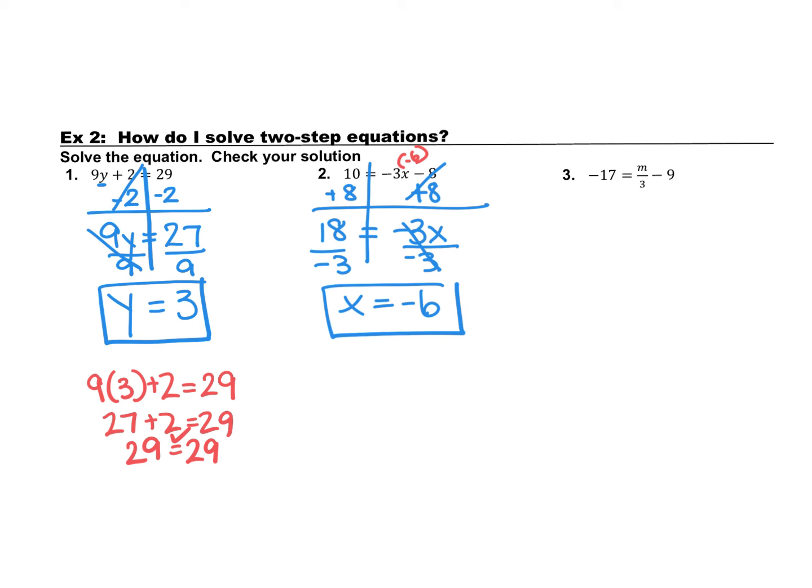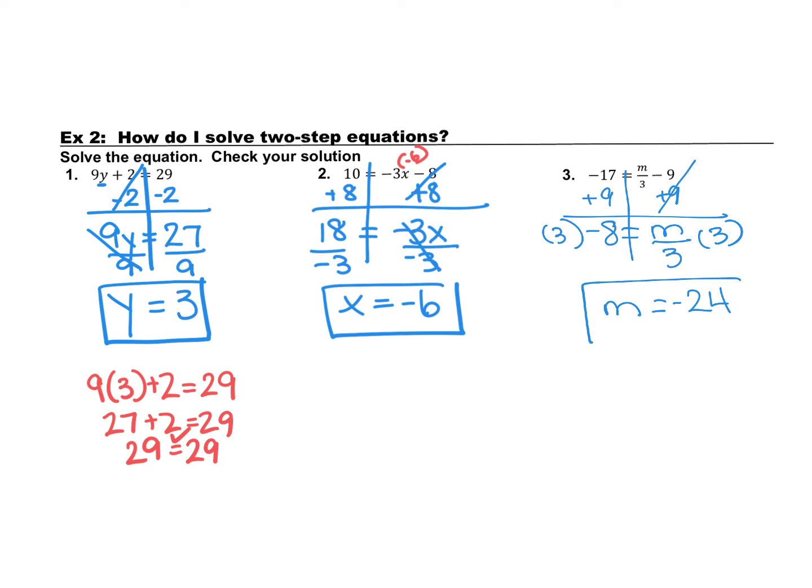All right, number 3, we have negative 17 is equal to m divided by 3 plus 9. All right, so start by drawing our fence down, and we're going to undo the minus 9 by adding 9 on both sides. And that will give us a negative 8 is equal to m divided by 3. Now we need to isolate the variable, and that 3 is dividing the m, so we're going to multiply by 3 on both sides. And then m is going to be equal to negative 24.